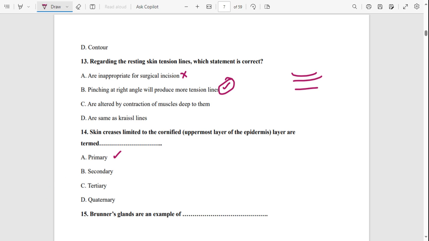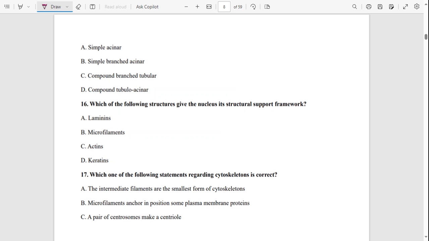Brenner's glands are an example of simple acini, simple branched acini, compound branched tubular, compound tubular acini. Now, these Brenner's glands are compound branched glands. Okay, they are compound branched glands. They are found in the GIT.